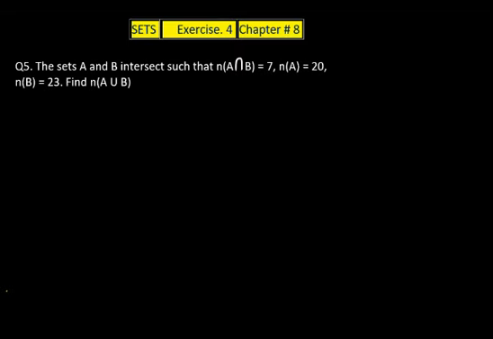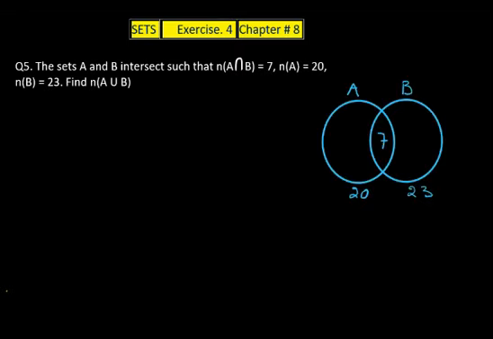So let's draw the diagram first. So here is the diagram. We have 20 of A, 23 of B, and we know that n of A intersection B is 7. It means 7 elements are common between sets A and B. So before we move on, we just need to fill out these two areas as we have already done in the previous questions. As we know, the total elements of A are 20. It means this area will be 20 minus 7, and that equals 13. It means 13 belong to this area, and we know that B has 23. So this area will be 23 minus 7. It means this area will be equal to 16.